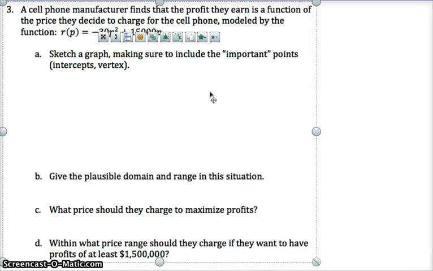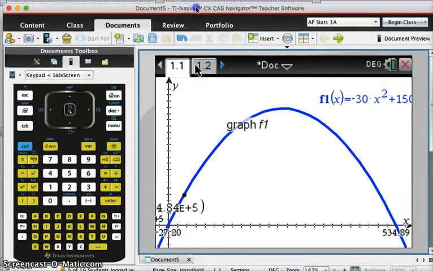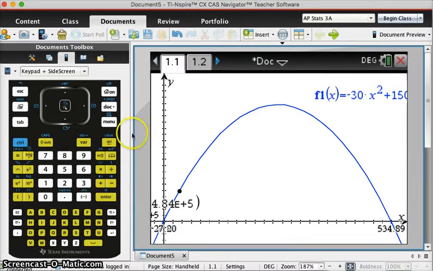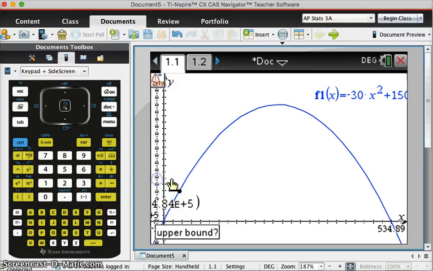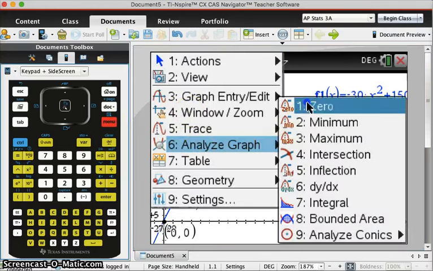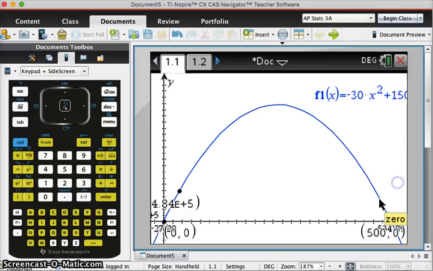All right, sketch a graph, making sure to include the important points, the intercepts and vertex. Well, you know what? Let's just do this right now. Let's show the intercepts and the vertex. So the intercepts I can get with menu, analyze, zero. Let's do one over here, and let's do one over here. Menu, analyze, zero, between here and here. Okay. So there seems to be one at 500. There seems to be one at 0. Yeah, if they charge 0 for the cell phone, they're going to make 0 in profits.